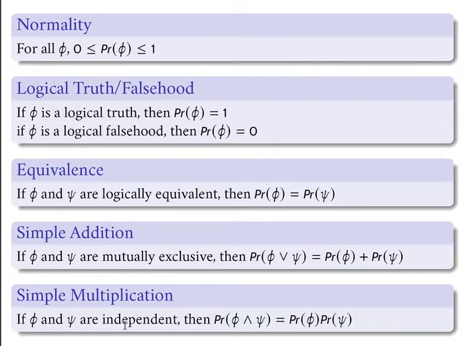But crucially, as with above, this simple rule can only be applied to certain special cases of conjunctions. And that case is when the conjuncts phi and psi are independent. So if you have a conjunction where the conjuncts are independent, then and only then can you calculate the probability of the entire conjunction by simply multiplying the probabilities of the conjuncts.